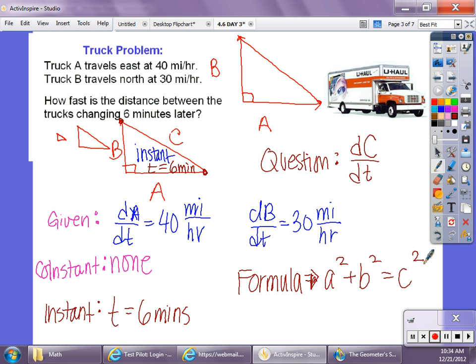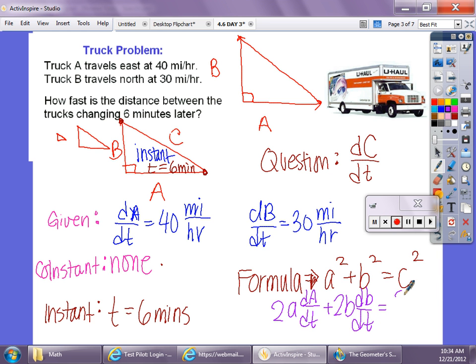Okay? Do we have any constants to put in prior to the derivative? No constants, so I'm going to have nothing put into the formula. Now I'm just going to take its derivative. 2a dA/dt plus 2b dB/dt equals 2c dC/dt. If you want to, you can divide everything by 2. They cancel. But what I want to look at is, if this is my question, what do I need to know to answer that question? I need to know A, I need to know dA/dt, I need to know B, I need to know dB/dt, and I need to know C.